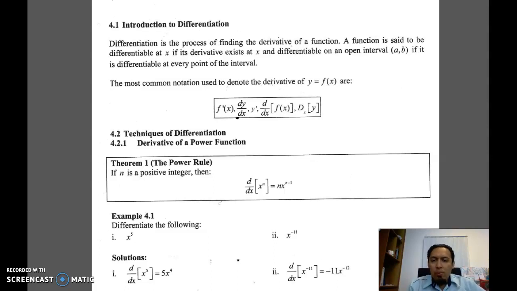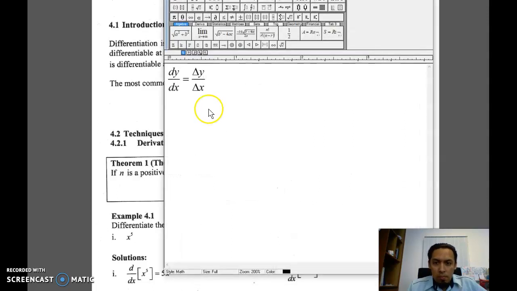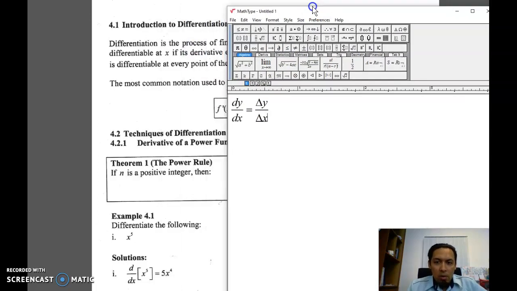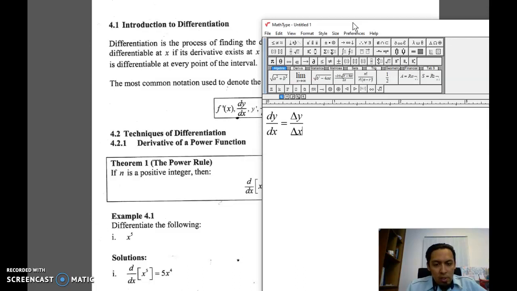In this video we're going to proceed with the detail on differentiation. In the previous video I already showed you the idea of what differentiation really is, where we're finding the difference in y and the difference in x, divided. That is the main idea of what really happens in differentiation.